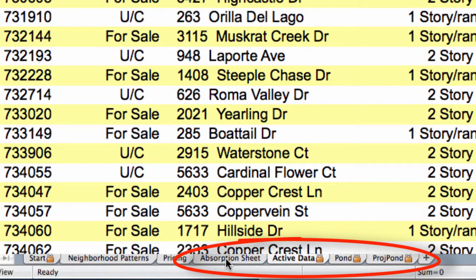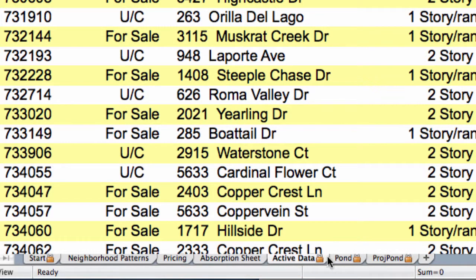As you can see, when we select the Positioning tab, it expands into several additional tabs. The Positioning section provides the tools necessary to help you position the subject property against other properties for sale. As you can see, there's lots of tools here, including the absorption rate sheet, the projected pond, the active data sheet, and of course the pond. So let's take a look at the pond.